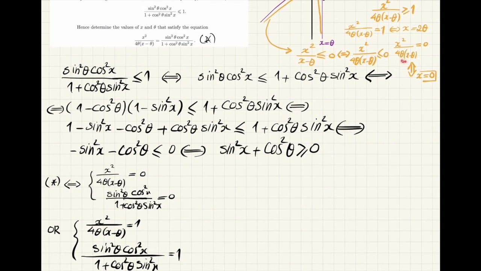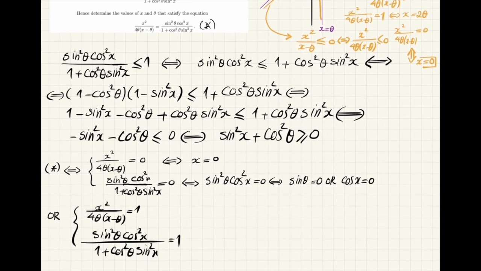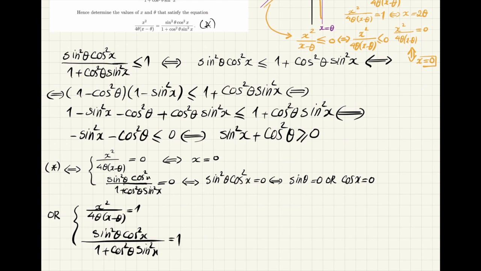But now look here, this is equal to 0 if and only if x is equal to 0. So this happens if and only if x is equal to 0. But what about this one? This happens if and only if the numerator is equal to 0. This happens if and only if either sine of theta is equal to 0 or cosine of x is equal to 0. But of course, this cannot happen because it was mentioned in the problem that theta is strictly between 0 and pi. So this cannot happen.